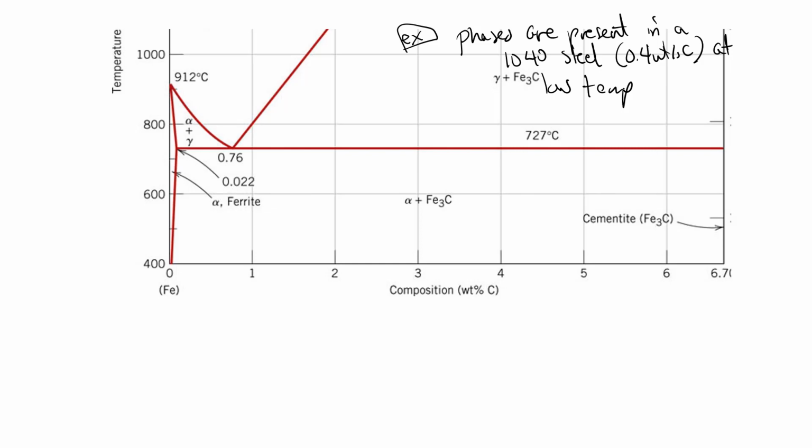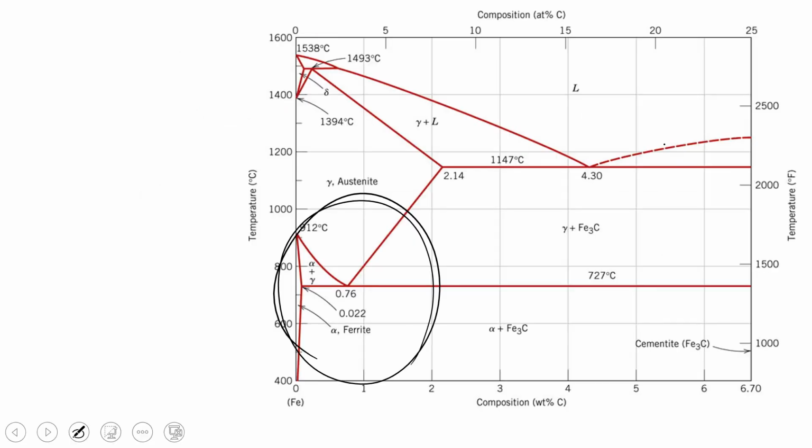Well, you can see that this phase diagram only goes down to 400 degrees C, but essentially anywhere below this eutectoid line temperature, 727, is pretty much what we're going to have down at room temperature. So for 1040 steel, here's about 0.5, so 0.4 is right about here. We're going to go up here and draw a dot somewhere below that line, and we're going to draw a tie line and do the lever rule.